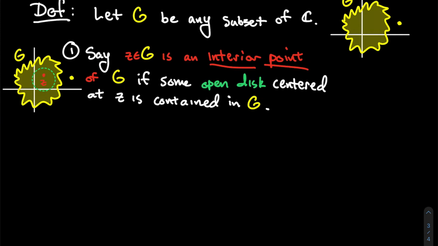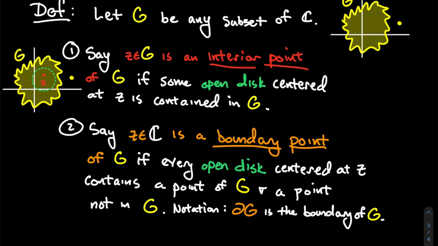So that Z would be an interior point if it's the center of some disk that fits inside of G. Now, you could make a smaller disk, like there could be lots of them. So this is where you need to keep your quantifiers in mind. We're just saying we need to find some disk that's centered at Z and fits inside.